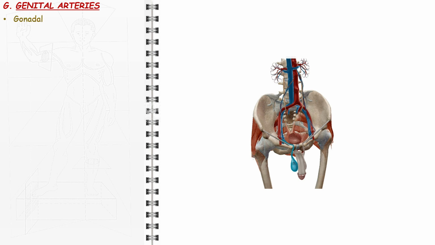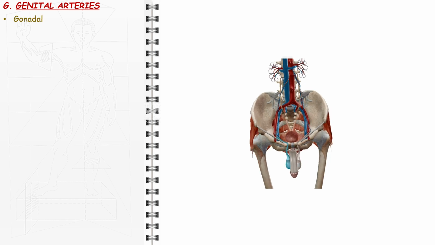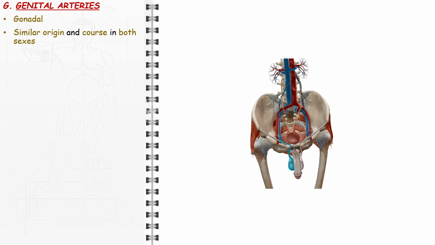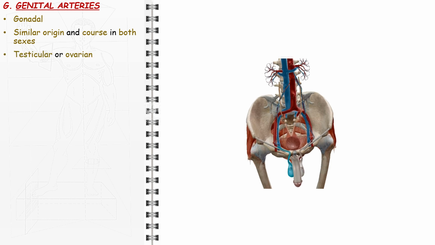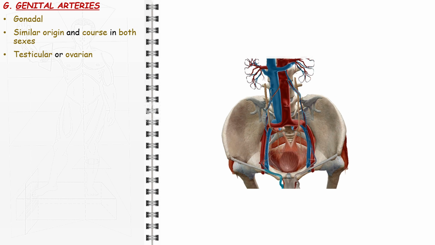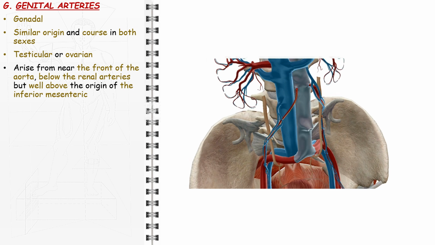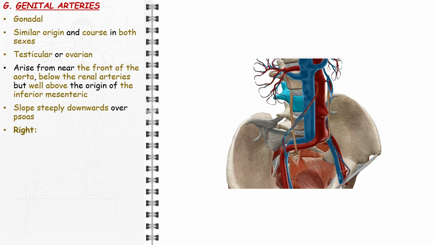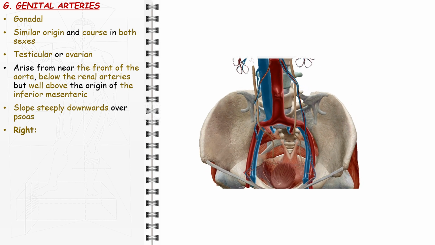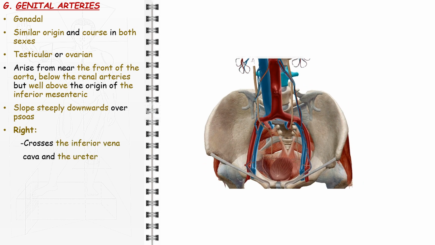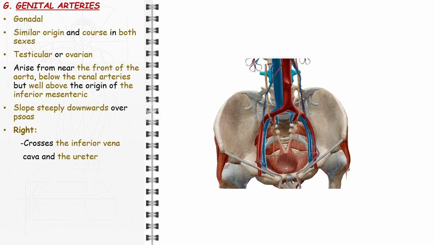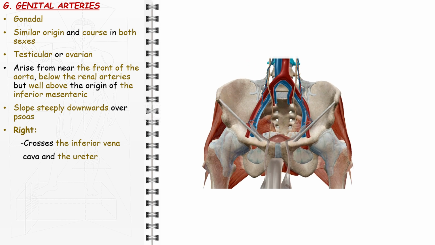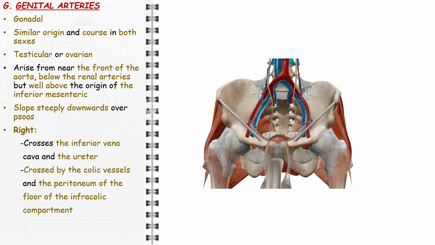The gonadal arteries have a similar origin and course in both sexes. The testicular or ovarian arteries arise from near the front of the aorta, below the renal arteries but well above the origin of the inferior mesenteric. They slope steeply downwards over psoas, the right artery first crossing the inferior vena cava, crossing the ureter and supplying its middle portion, and being themselves crossed by the colic vessels and the peritoneum of the floor of the infracolic compartment. They reach the pelvic brim about halfway between the sacroiliac joint and the inguinal ligament.